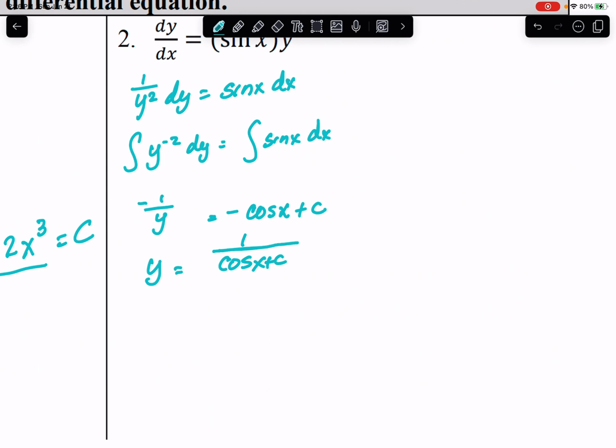Remember that cosine x has got to stay down there. That's how they keep it. Once you solve for y, when you flip it, that c's got to stay down there because it's really 1 over c.